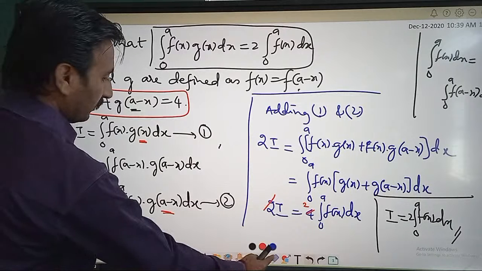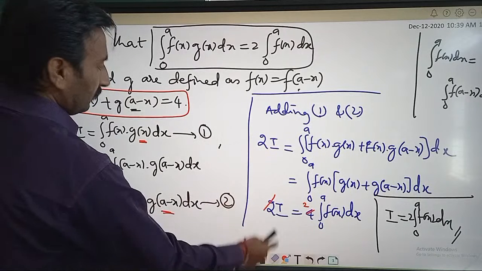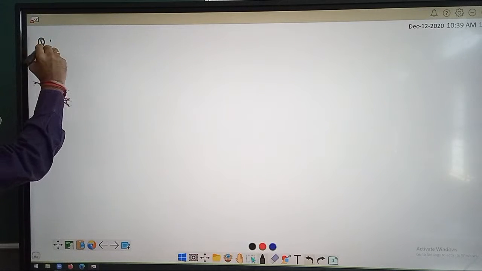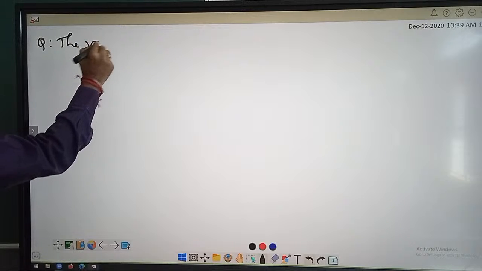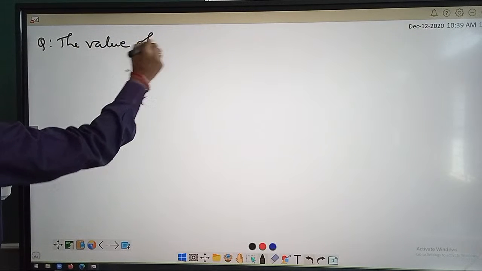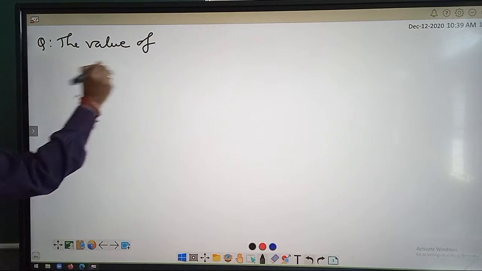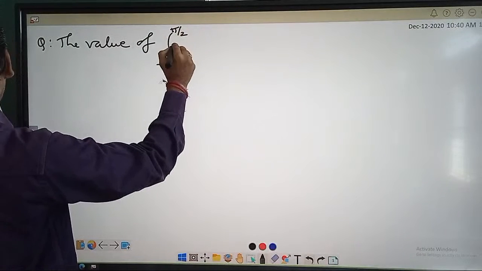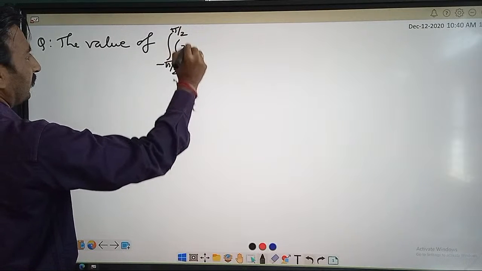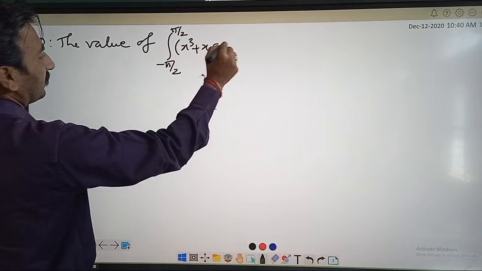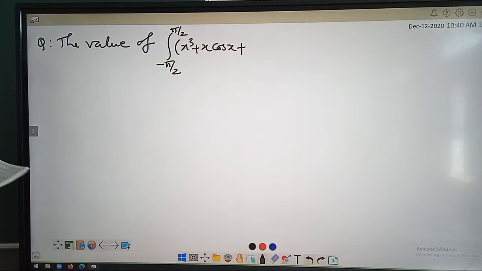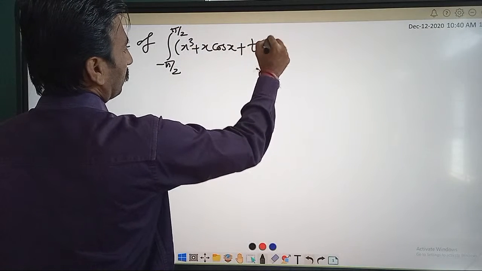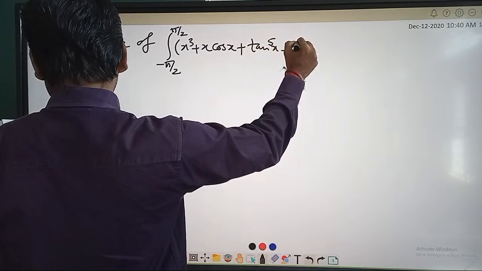Yes. Now I'll remove this and go for the next problem. The value of integration from minus pi by 2 to plus pi by 2, they have given here, is x cube plus x cos x plus tan raised to 5 x plus 1 dx.